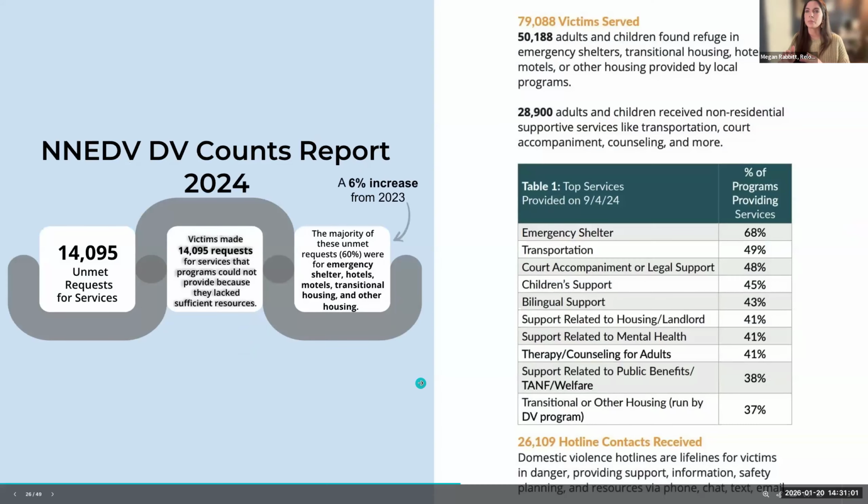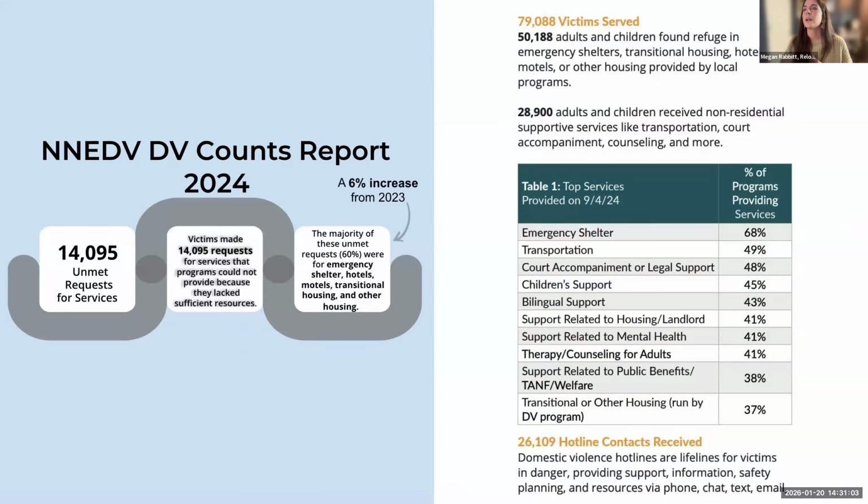Moving over a little bit to NNEDB's DV Counts Report, as I mentioned before, there were 14,095 unmet requests for services in general. The majority of those unmet requests, 60%, were for emergency shelter, hotels, motels, transitional housing, and other housing. That is a 6% increase year over year. So again, even the data is suggesting that there is definitely more of a need. And as there's more of a need, we're also seeing the bed availability decreasing, especially for emergency beds.